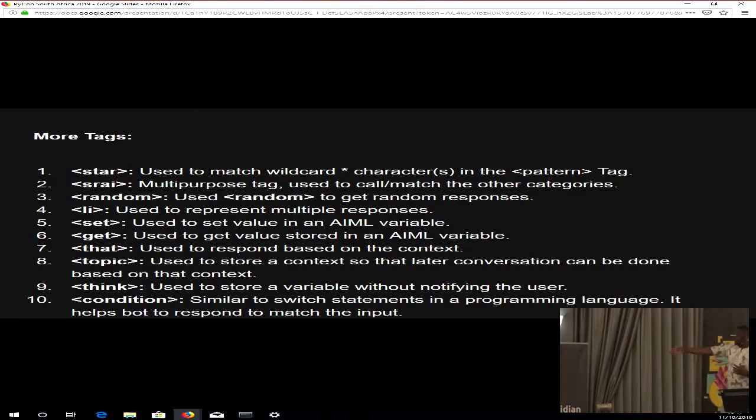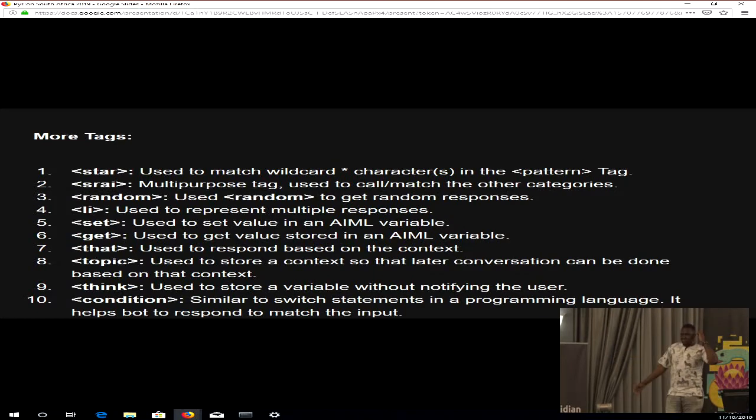So if you understand those tags, it will make your life simple to develop a chatbot with AIML. That's basically what you need to know if you want to become an AIML chatbot developer. If you know those tags, there are only 14.